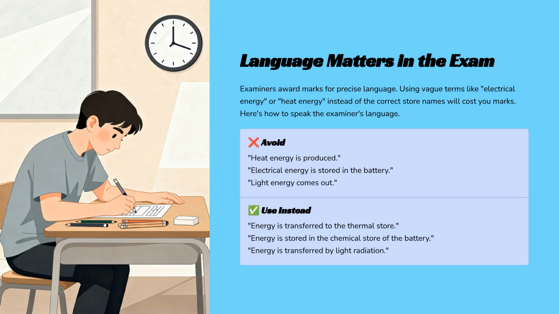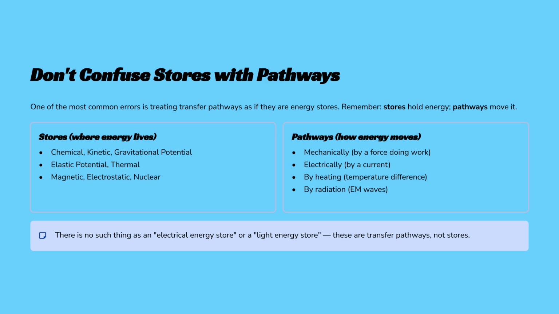Precise language is crucial. Avoid vague terms like heat energy or electrical energy. Instead, use the correct store names like thermal energy store or chemical energy store. Examiners look for this specific terminology. A common mistake is confusing energy stores with transfer pathways. Remember, stores are where energy is kept, such as the chemical or kinetic store. Pathways, like heating or radiation, are simply the mechanisms that move energy between those stores.